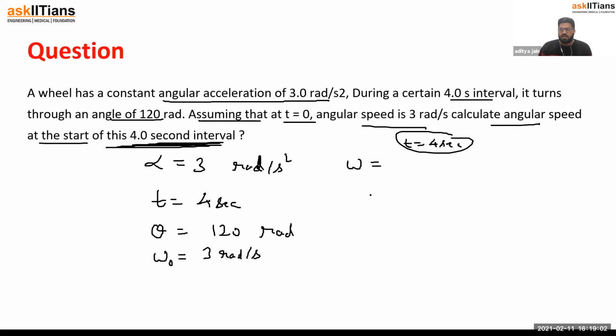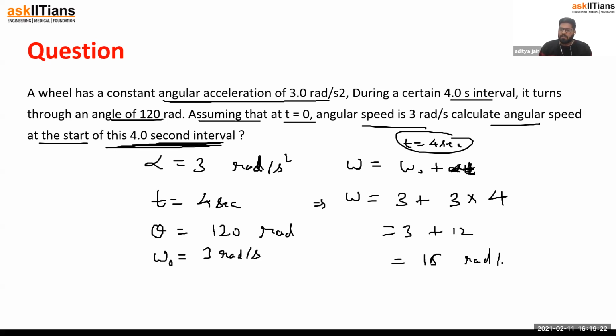So we are given these quantities. Can I use this equation, omega equals omega naught plus alpha t? We have already learned how to write equations of motion for circular motion. So I have to find omega. Omega naught is given as 3, alpha is given as 3 and the time is given as 4 seconds. So it will be 3 plus 12, which will give you 15 radian per second. That is the angular velocity at the start of 4 seconds.